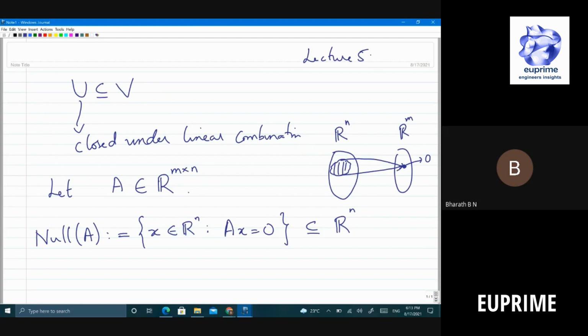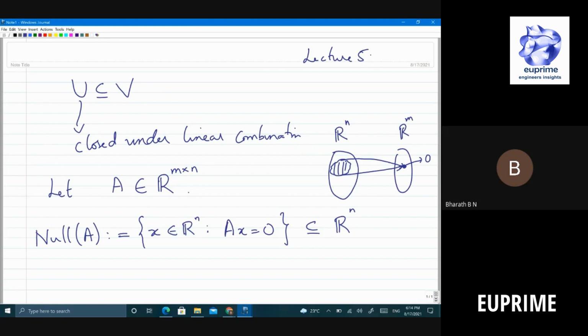Definitely, if this set is only 0, it contains only the singleton, just the 0 vector, then we can hope to invert A, right? First of all, even if m equal to n, you can hope to invert A. Otherwise, if this is not just a singleton, let's say it contains a few other vectors also, then definitely A is not invertible, right? That is very clear. So what can you say about this null of A?